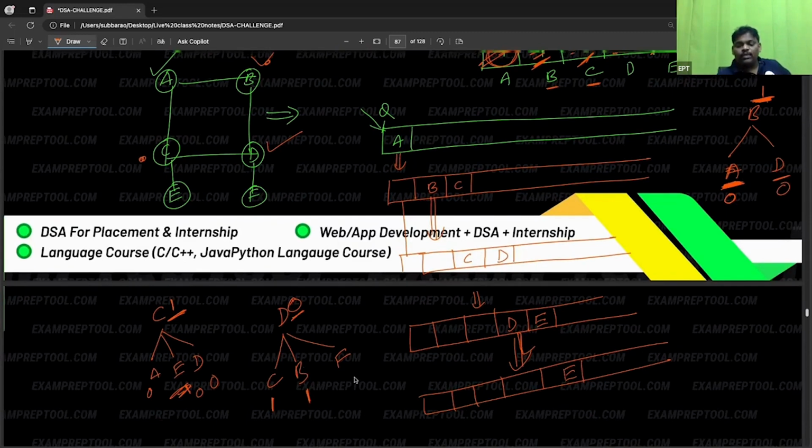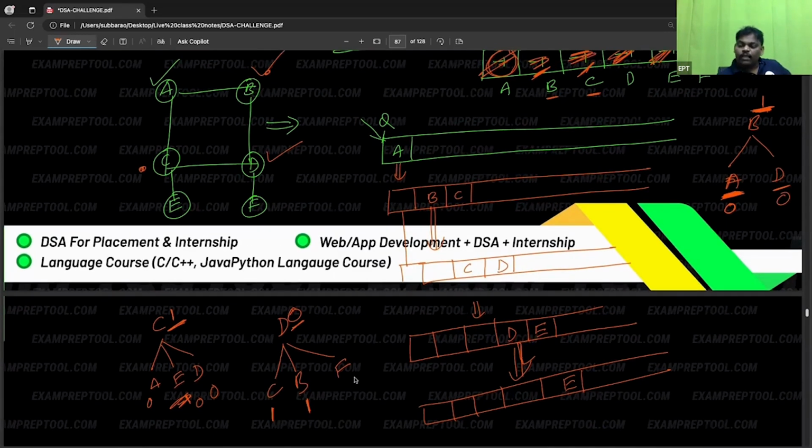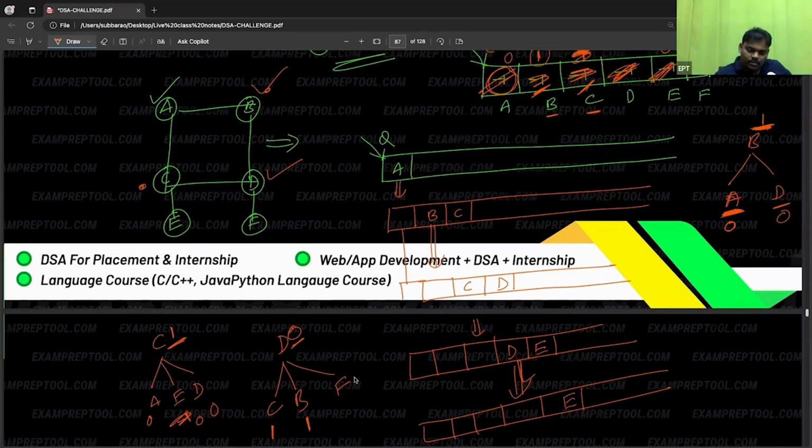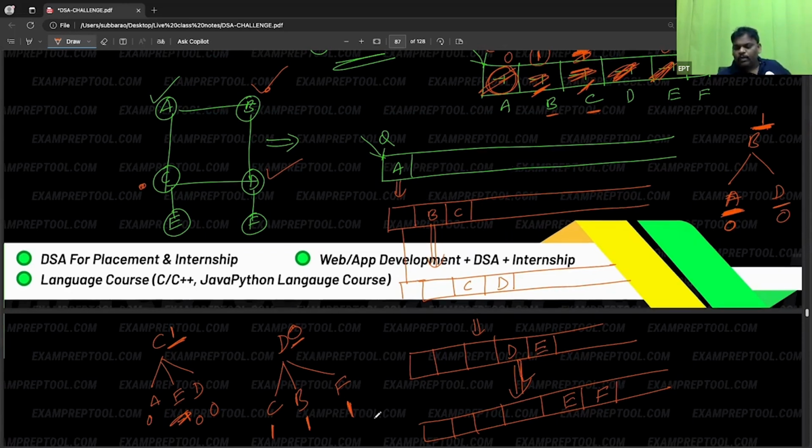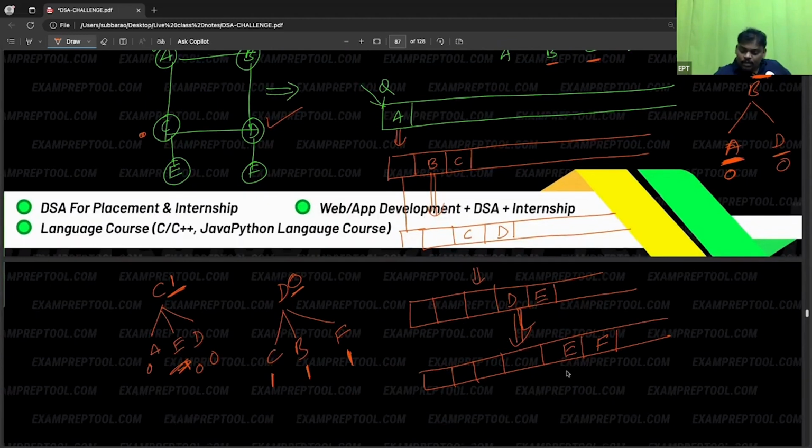So D is asking, hello F, what is your color? F is saying that my color is -1. Oh, not visited. Because of not visited, visit means keep inside, but give the opposite color. If D has 0, keep 1. Right? In a similar way, F, E also will go.